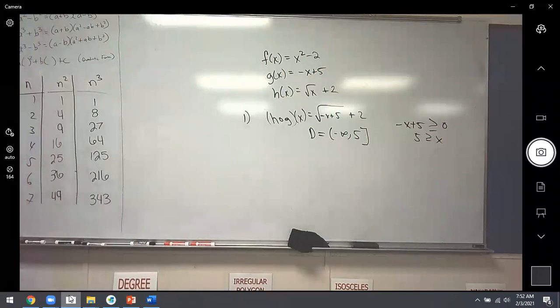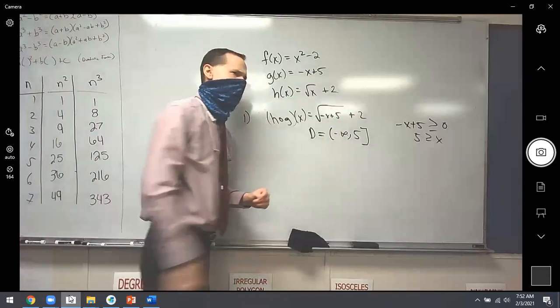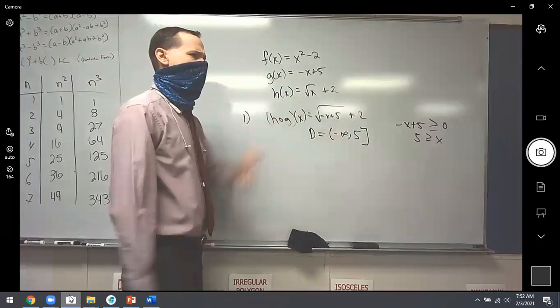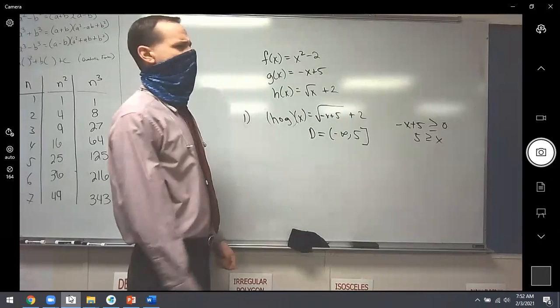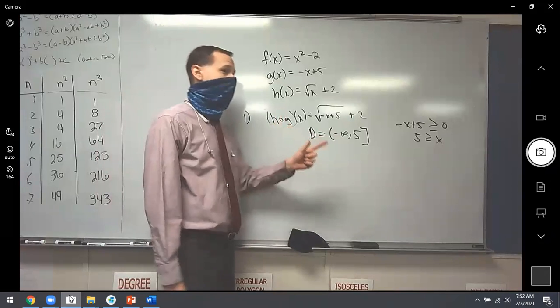A little trickier there. But that's really all you're going to have to worry about with domain ever. Is there any division? Okay, check for dividing by 0. And if there happens to be an even root, like a square root or a fourth root or something like that, you just go off to the side and do that real quick, and then you can figure out what numbers are acceptable. Range, you'd probably have to graph this unless you know something about parent functions.